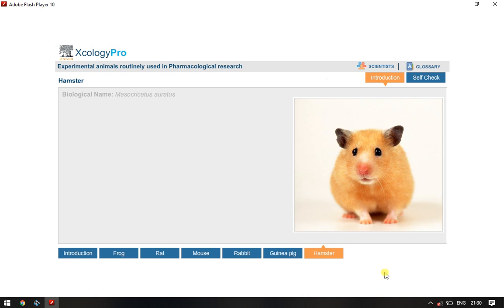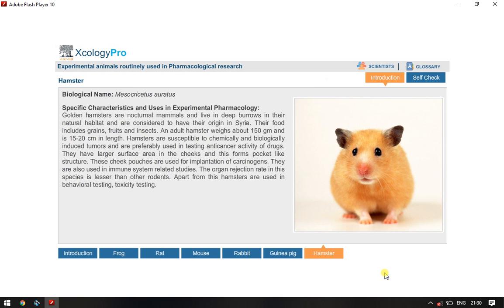Golden hamster. Biological name: Mesocricetus auratus. Specific characteristics and uses in experimental pharmacology. Golden hamsters are nocturnal mammals and live in deep burrows in their natural habitat and are considered to have their origin in Syria. Their food includes grains, fruits and insects. An adult hamster weighs about 150 grams and is 15 to 20 centimeters in length.